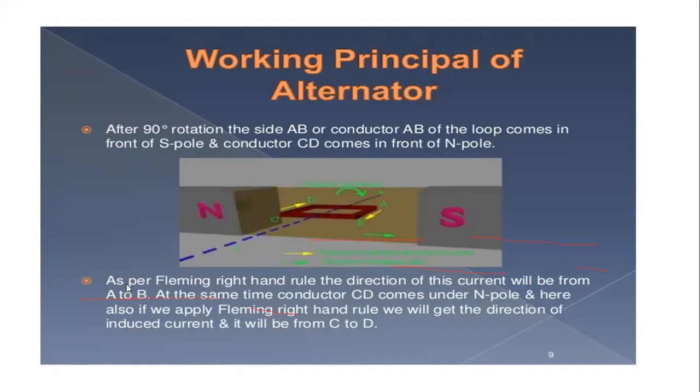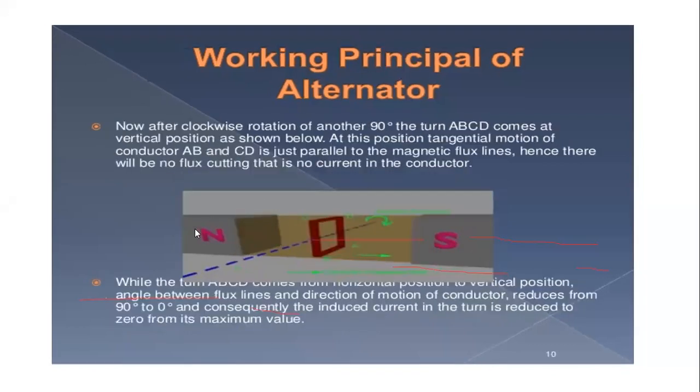As per Fleming's right hand rule, the direction of the current will be from A to B. At the same time, the conductor CD comes under the north pole. Here also, if you apply Fleming's right hand rule, we get the direction of the induced current. That will all be discussed in the working principle of a DC generator.